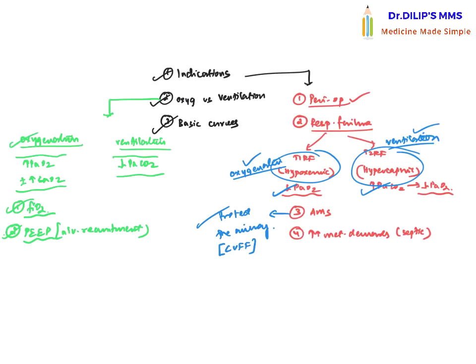So how will you ventilate? The basic idea of ventilation is to reduce the PaCO2. Obviously, reducing the PaCO2 in a hypercapnic failure itself will increase the PaO2.